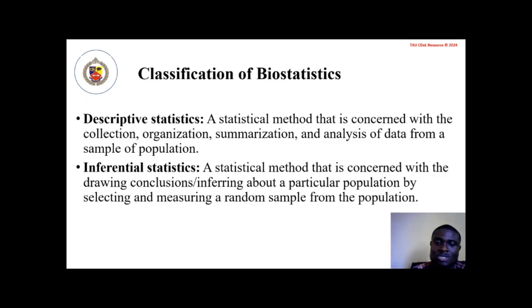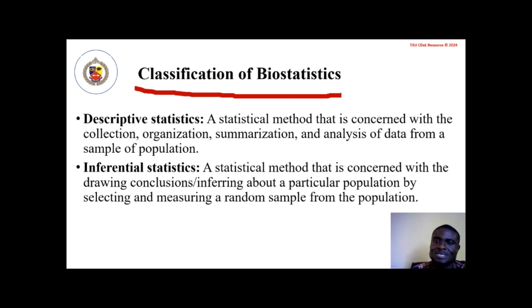Classification of biostatistics. How do we classify biostatistics? Number one, descriptive statistics. Just as the name implies, a statistical method that is concerned with the collection, organization, summarization, and analysis of data from a sample of a population is called descriptive statistics. What is a sample, by the way? A sample is just a subset of the population. Say, for instance, the total number of students at Thomas Adewumi University is a population, but the number of students in the nursing department is a sample. I hope that is clear.